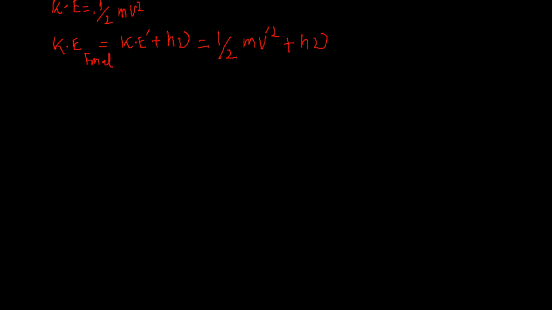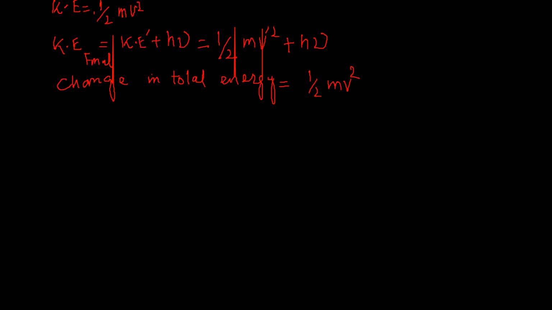So student, the change in total energy will be half mv square, the initial kinetic energy, minus half mv dash square, the final kinetic energy, equal to h nu, the energy of the continuous X-rays photon. So consider this as equation number 1.